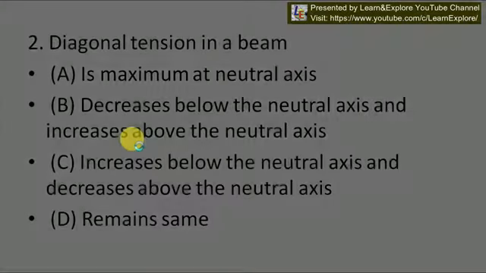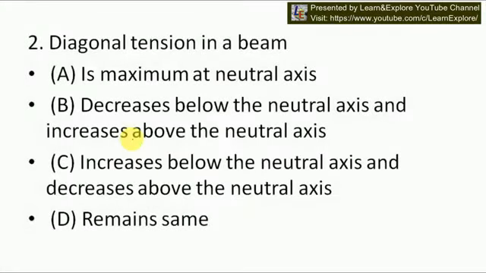So our next question is, diagonal tension in a beam. Option A is maximum at neutral axis, B decreases below the neutral axis and increases above the neutral axis, C increases below the neutral axis and decreases above the neutral axis. And option D is remaining same. So our answer will be C here, increases below the neutral axis and decreases above the neutral axis.